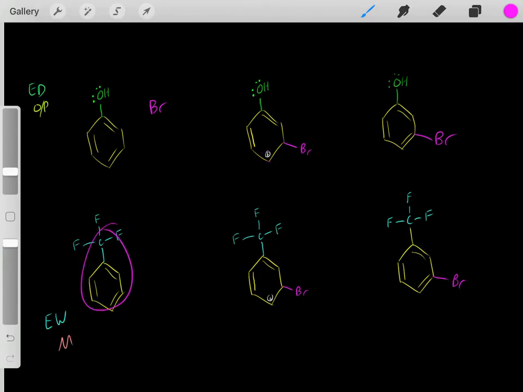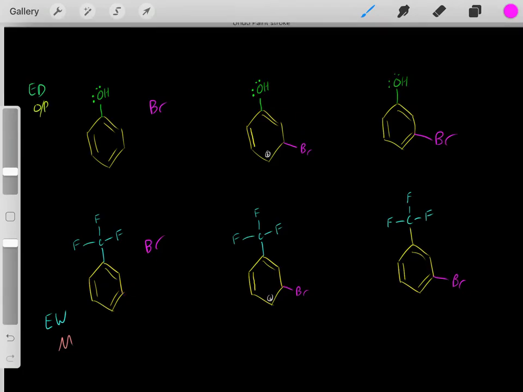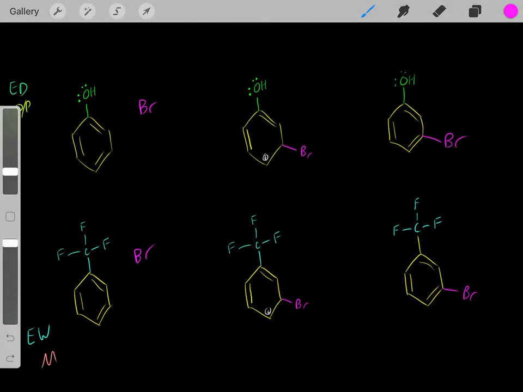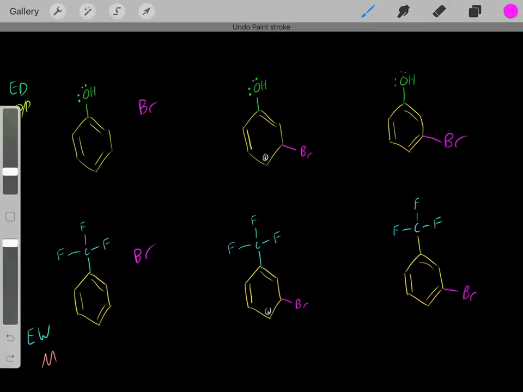Again, let's do the same thing here. Let's add the bromine in the meta position. If we add it on the meta position, we create this product with the positive charge here. So now let's analyze these two positively charged intermediates.